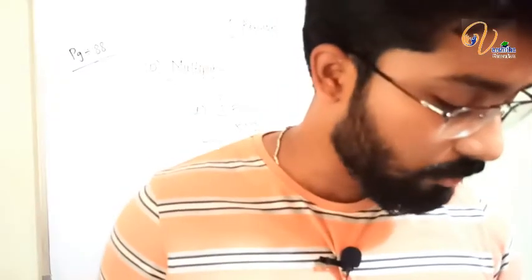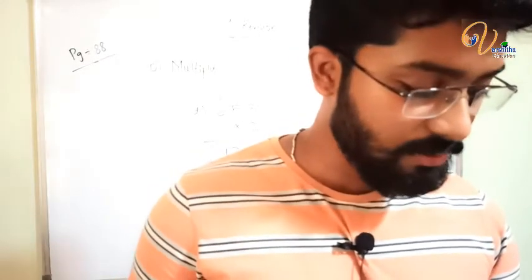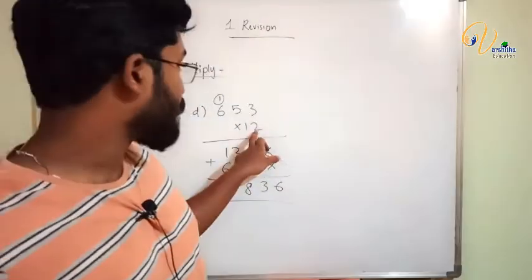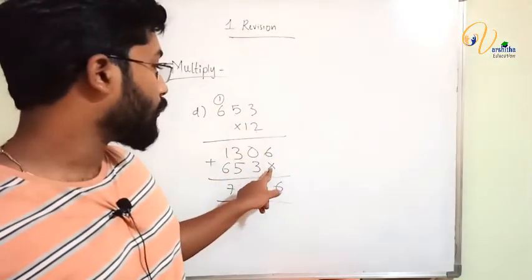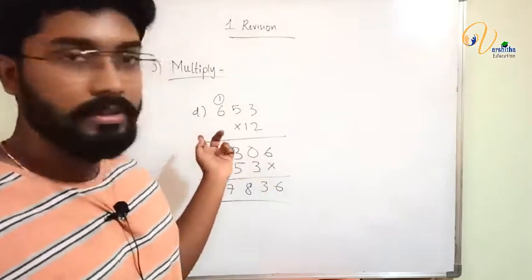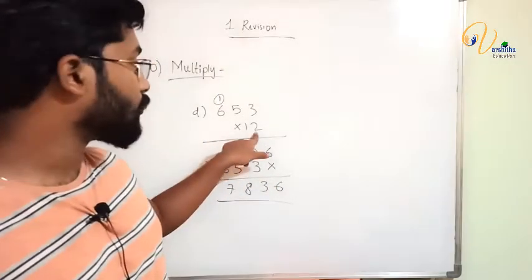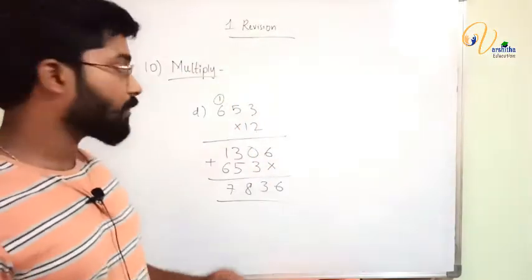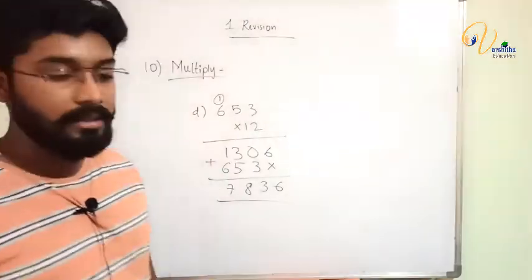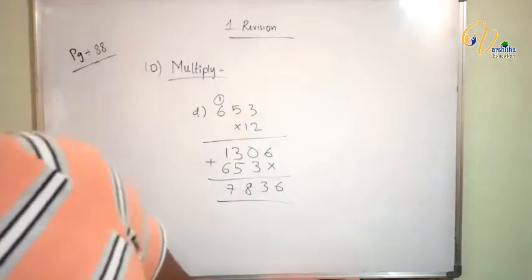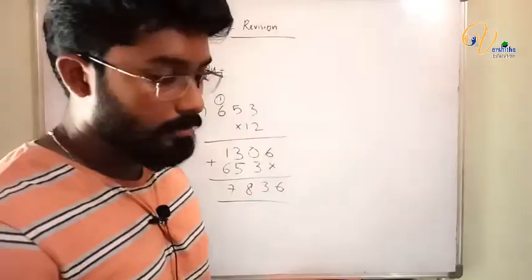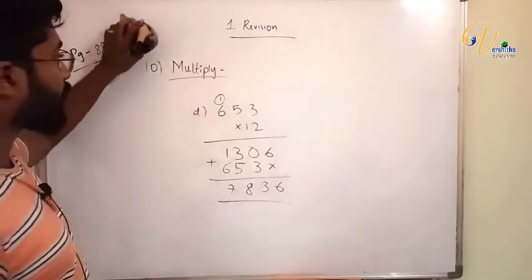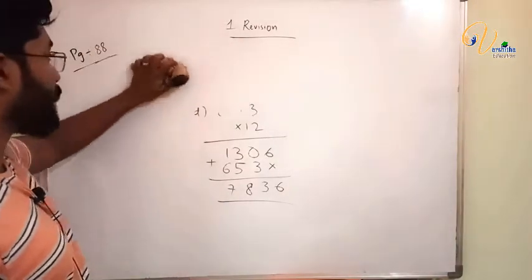Like this you have to do the multiplication. First, what you have to do? You have to multiply with the first number. After completion you have to leave one place and then do with the second number. Here we did with 2 first, left one place and did with 1. After that we have to add, you will get the answer. So with this D question, you have completed the 10th bit on your page number 88.